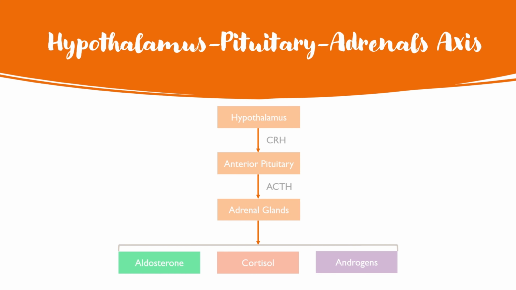And it's important to note that this entire process is governed by a negative feedback system. So as the levels of cortisol go up, it should feed back on the system to reduce levels of ACTH and CRH in the system. And this helps to keep the whole process in check.